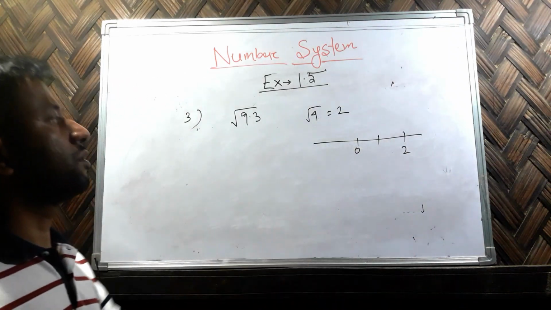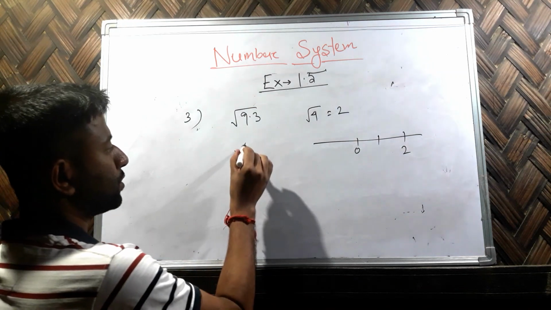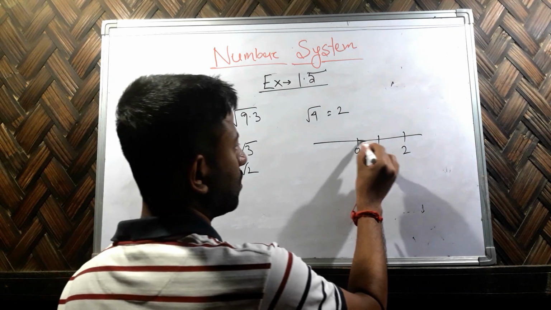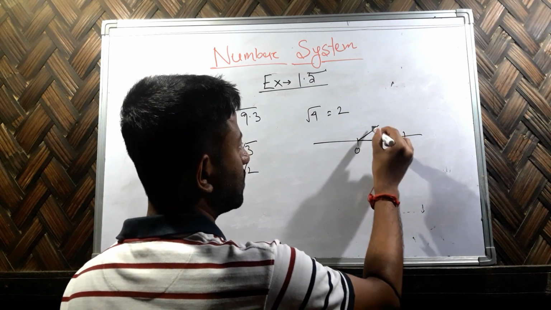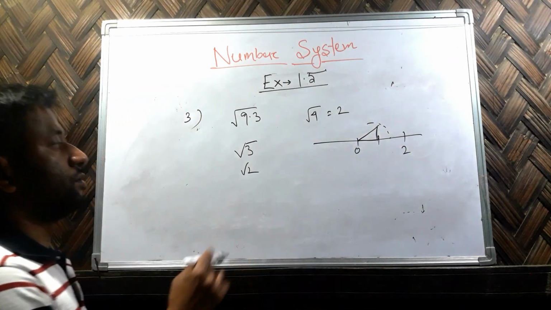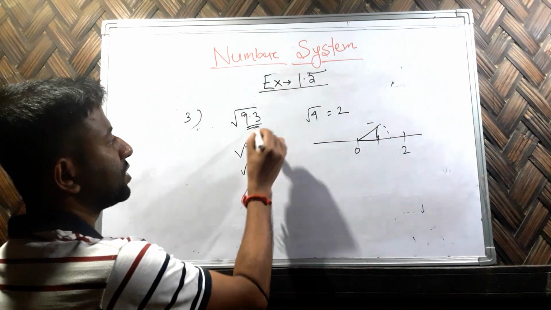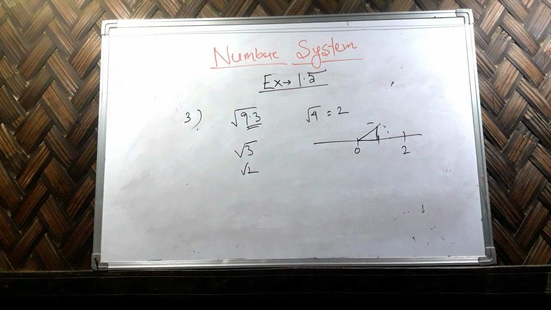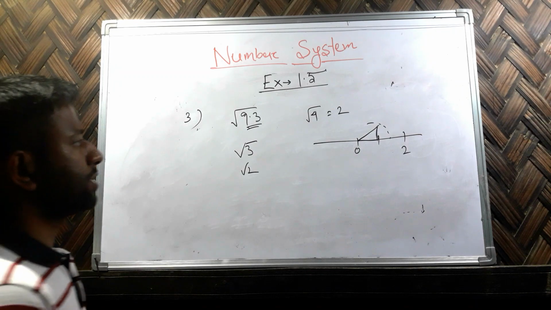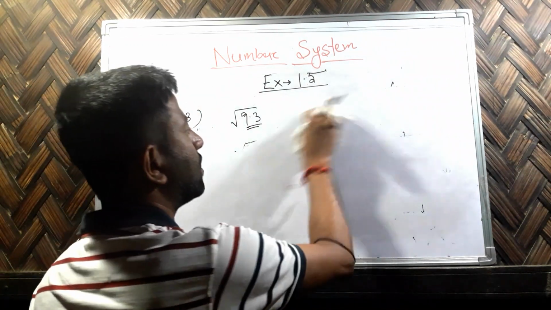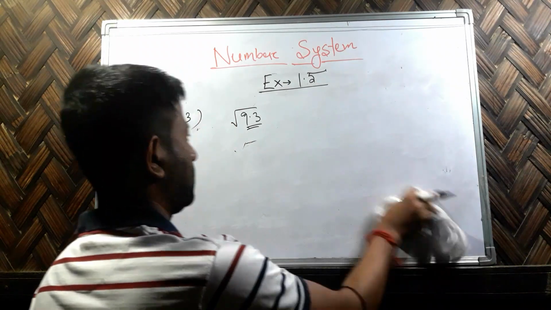And we also observed root 3, root 2. So we told them that we have to draw perpendiculars and we have to draw a circle. So in this way I can represent root 3, root 2. But now how do we represent root 9.3? This is a question, and this is also an interesting part. So let's see how we can represent root 9.3 on a number line.